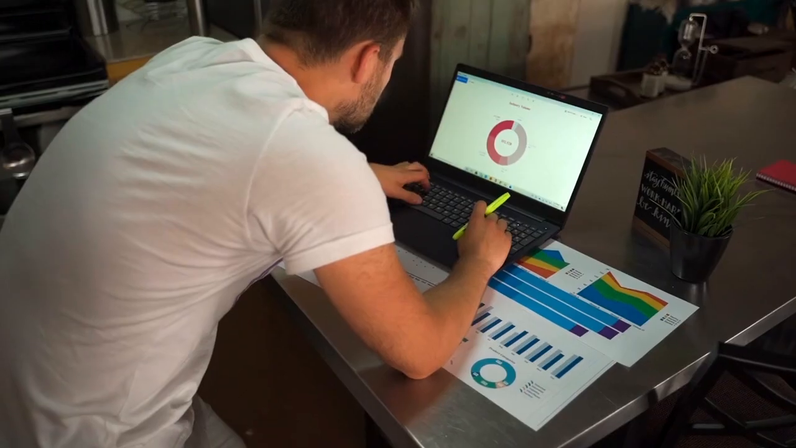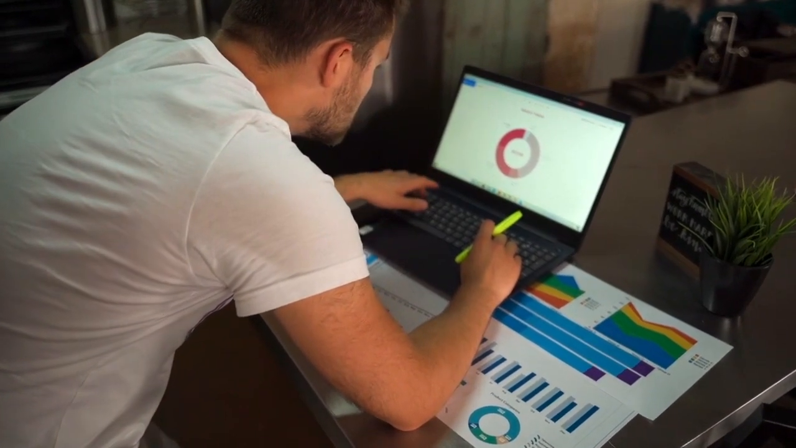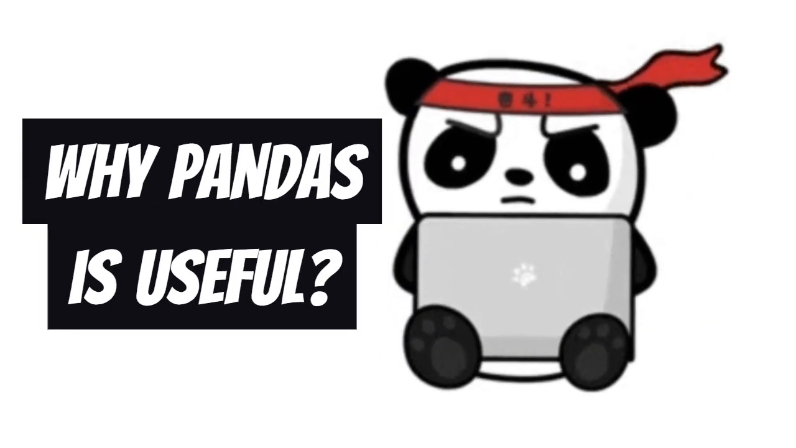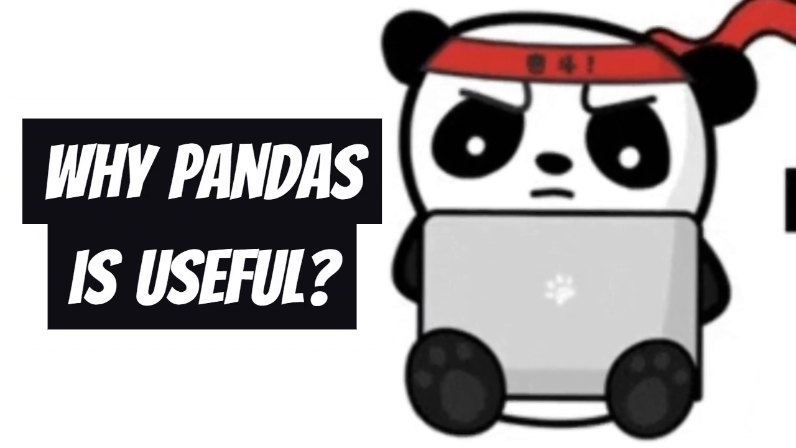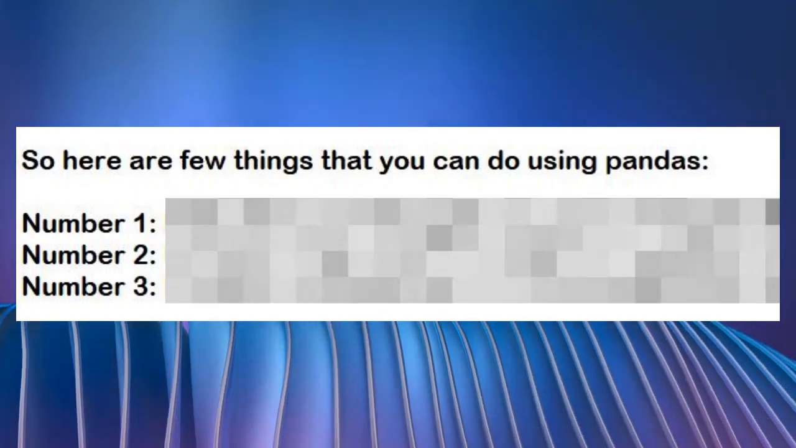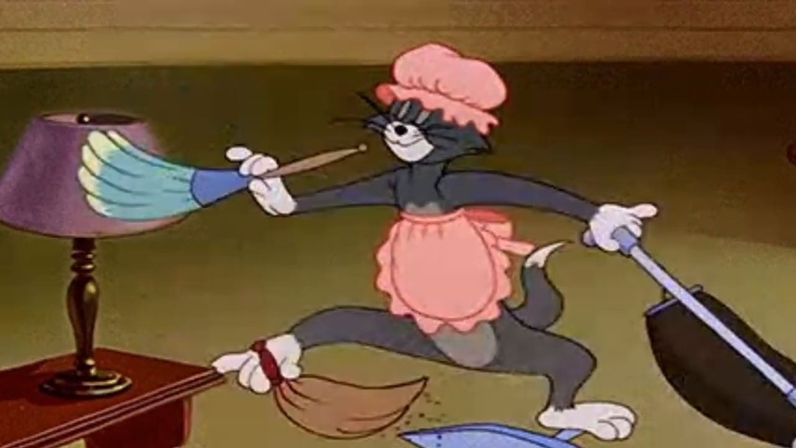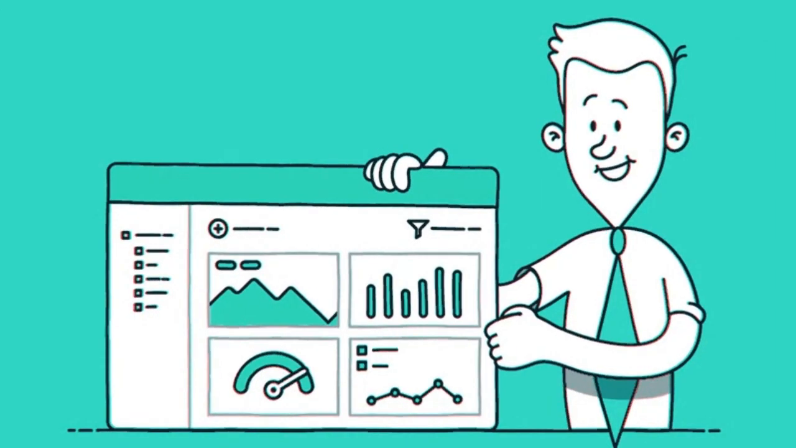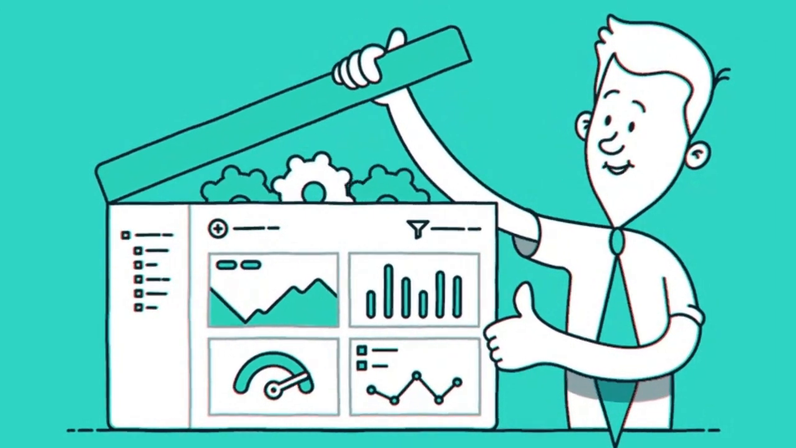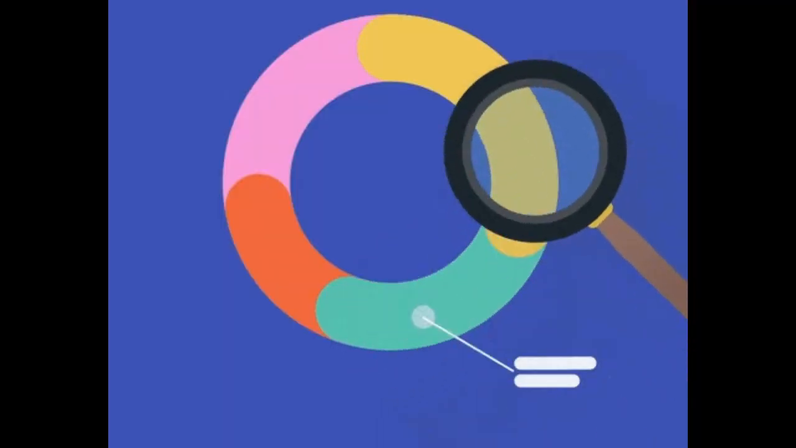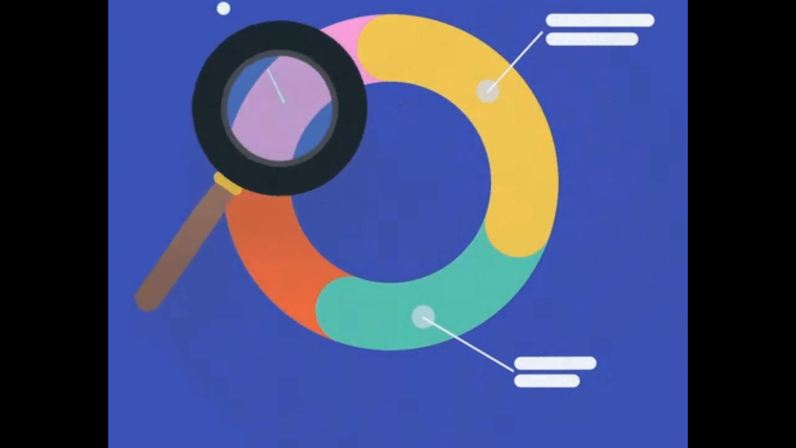And as a data analyst or data scientist, we will be working a lot with Pandas data structures to manipulate and analyze the data. But that's not all, let's see why Pandas is so useful in working with datasets. So here are a few things that you can do using Pandas. Number 1. Data cleaning. Pandas makes it easy to handle missing data, duplicate entries and inconsistent formatting. Data visualization. Pandas helps in visualizing the data in terms of graphs and charts. Data analysis. It provides powerful methods for grouping, filtering and aggregating the data.